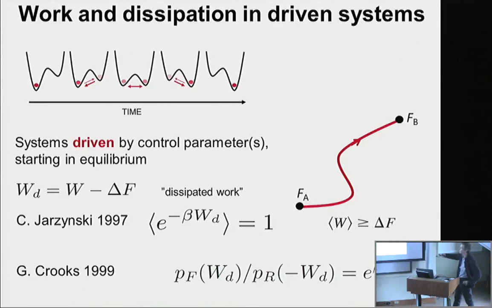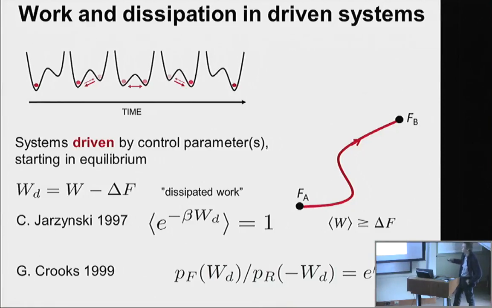You start, for example, in the situation where the particle is in the left well. Then you change the landscape so that the particle starts to make transitions between the two wells, and eventually perhaps ends up being in the other well. So this is a special case of the general fluctuation relations, which govern not only two-level systems but systems in general.